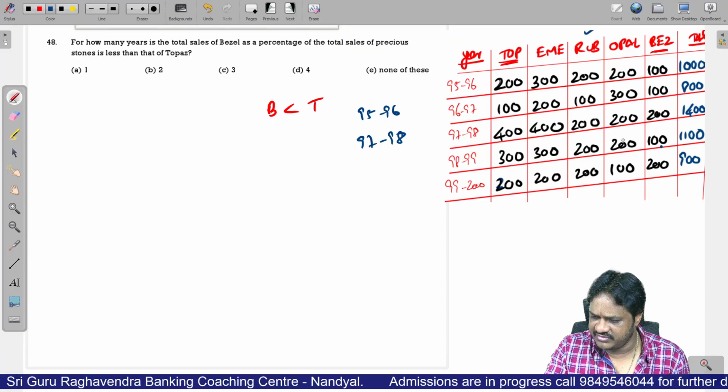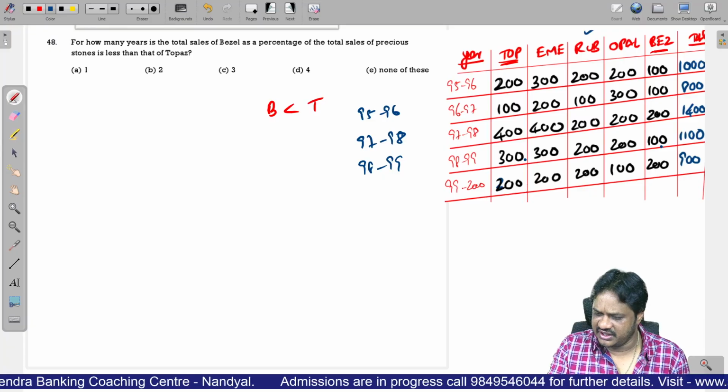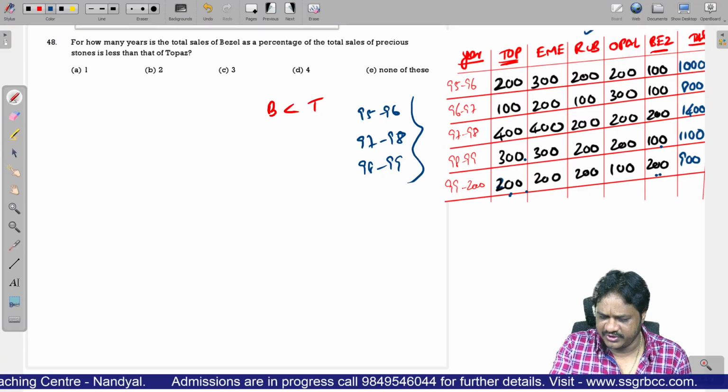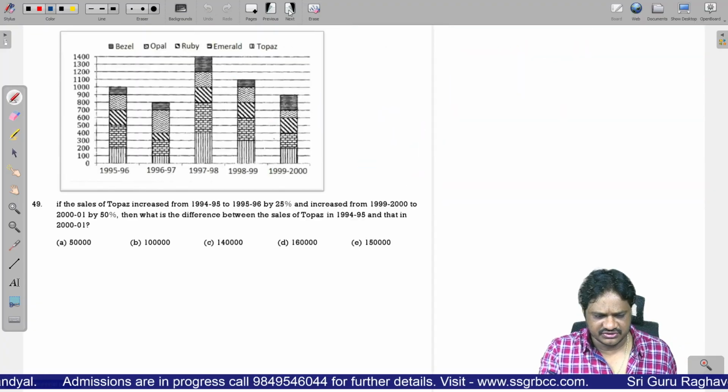98, 99: basil 100, topaz higher. So 98, 99 also you can take. 99 to 2000, both are equal. So how many years are there totally? 3 years. Option 3. Next question.